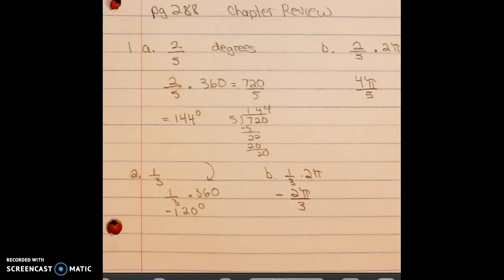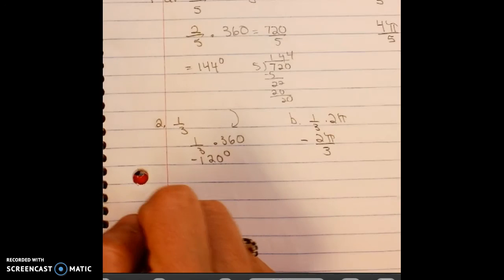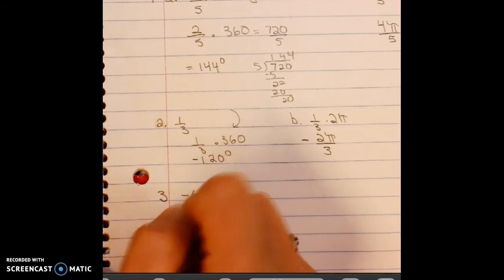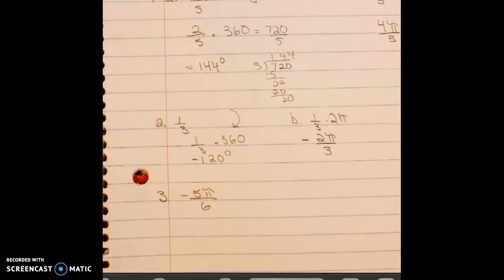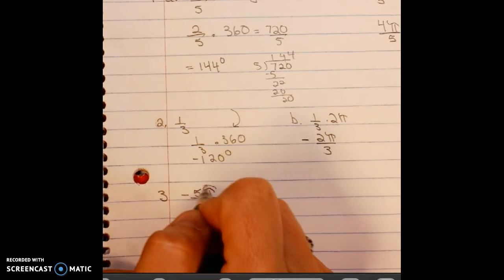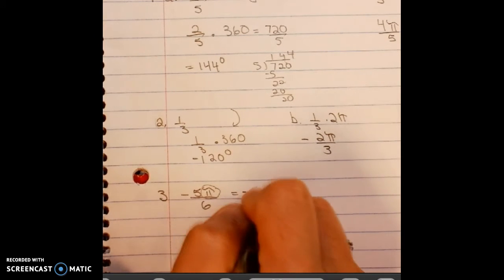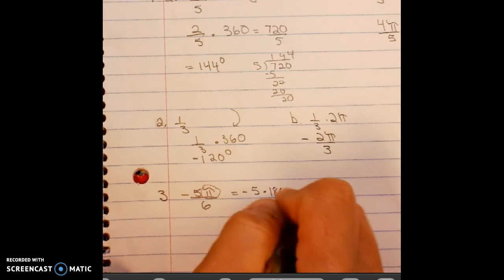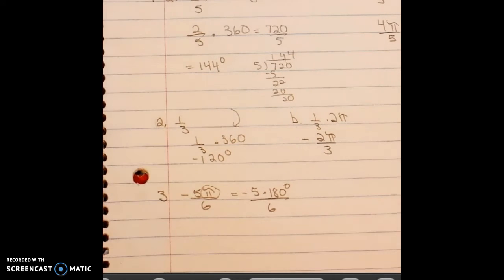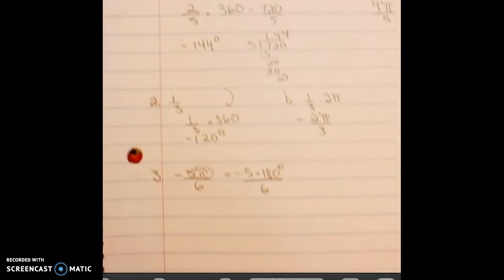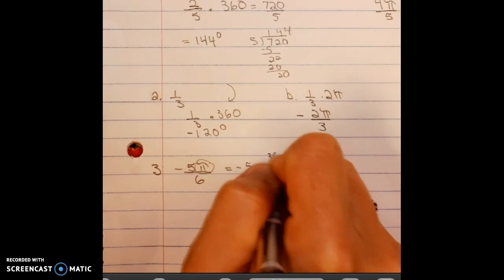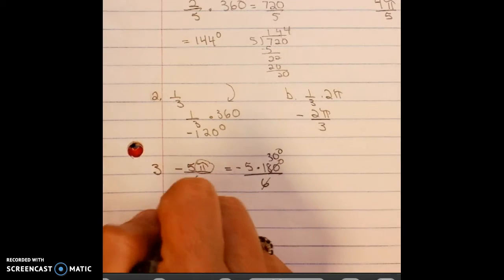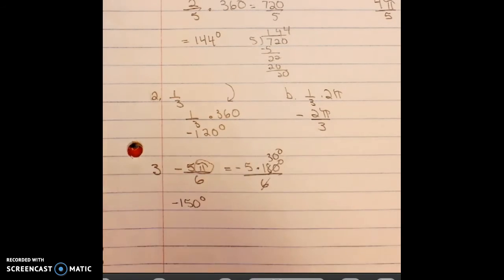Okay, moving on to number 3, we want to convert the following to degrees without using a calculator. So 3, we have negative 5 pi over 6. A couple different ways we could do this. I'm going to look at this as we know that pi is equal to 180 degrees. Now you can multiply straight across, or again if we don't have a calculator, I'm going to go ahead and divide. 6 goes into 180, 30 degrees, and when I multiply I end up with negative 150 degrees.